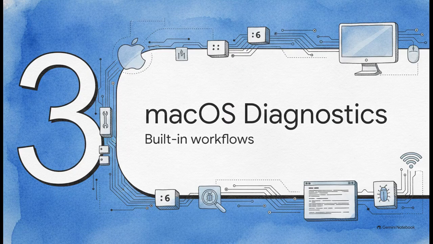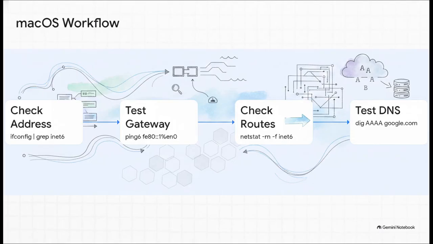All right, on to Section 3, Diagnosing Issues on macOS, covering the built-in tools and workflows. Troubleshooting on a Mac happens in layers. First, you'll use ifconfig piped to grep inet6 to quickly filter for your addresses. Now, pay close attention to the second step here. When you're testing a link local gateway, one of those FE80 addresses, you absolutely have to append the zone ID. So something like %en0 for your Wi-Fi or Ethernet adapter.